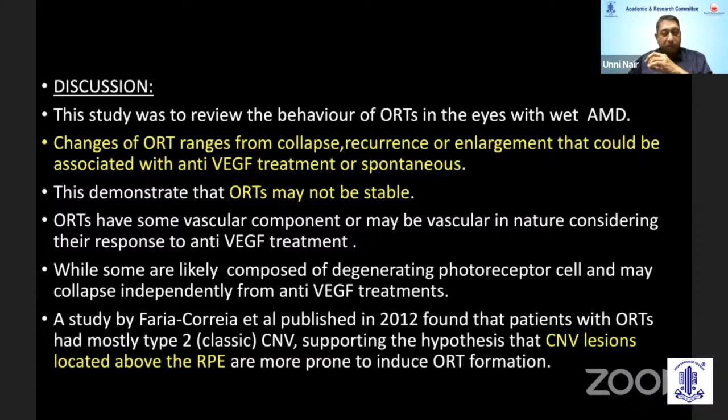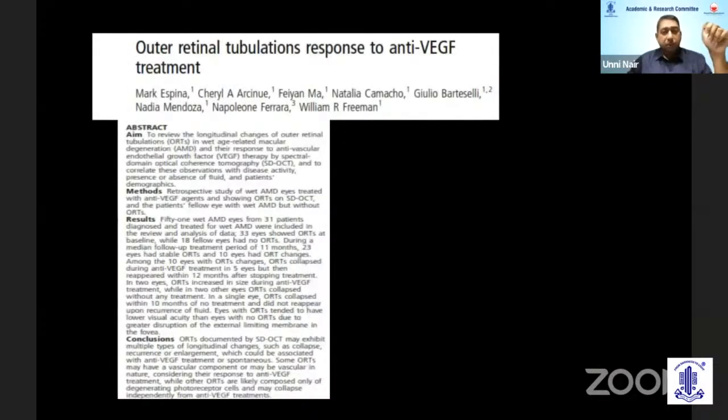This is a beautiful study which says that the size of the ORT increases and decreases with anti-VEGF therapy, and probably it has some vascular channels. So the concept in your mind, that once you see an ORT the tissue is dead and you do not need to treat, may not be exactly true. You may have to see whether the ORTs are bigger or smaller than the previous time, and whether they change with VEGF therapy. So this is a study which alluded to that.